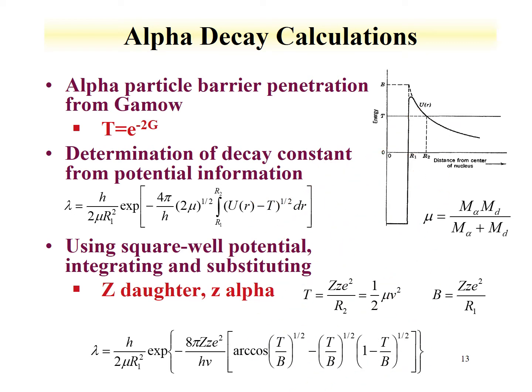So we can use this equation, use the square wave potential, integrate and substitute. The equation comes out to be this term, where the decay constant is equal to a number of factors. The large Z here is the daughter. The small z is the alpha particle. And we also have some other terms here, T and B, which are just functions of Z and the radius, or we can talk about it in terms of the mass, and the B and the radius.